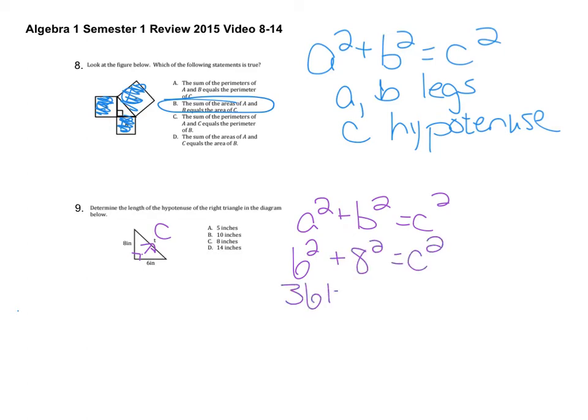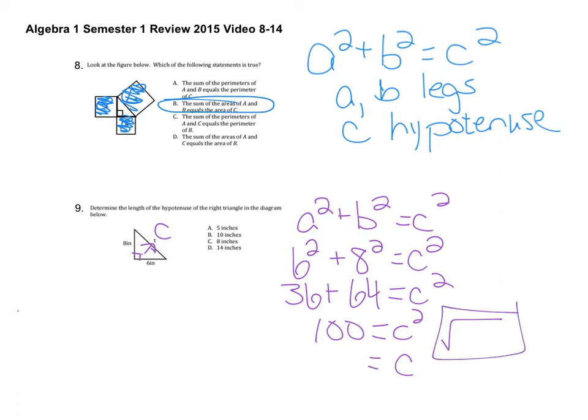I get 36 plus 64. That's 100 equals c squared, but I want c. Remember, your last thing is to take the square root. So we want the square root of 100. If c squared is 100, then c is 10, because 10 times 10 is 100. So it is 10 inches. That's B.